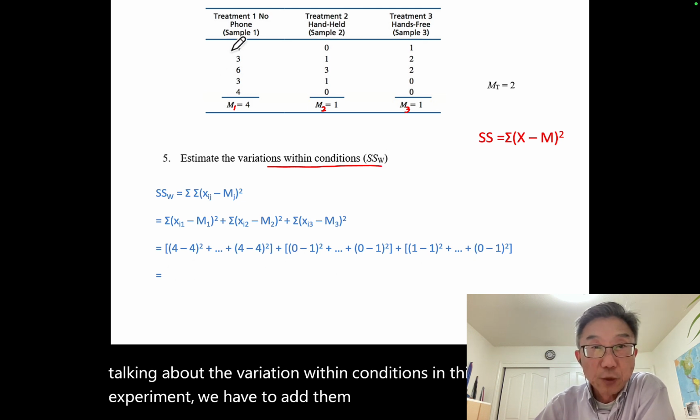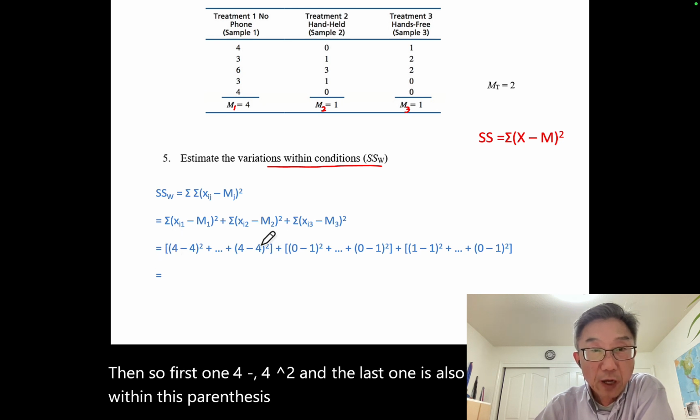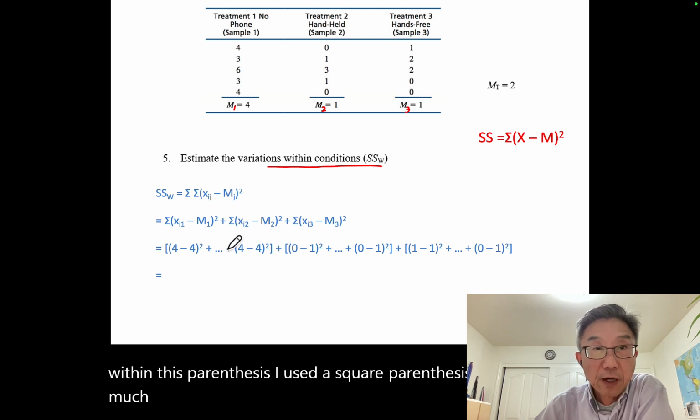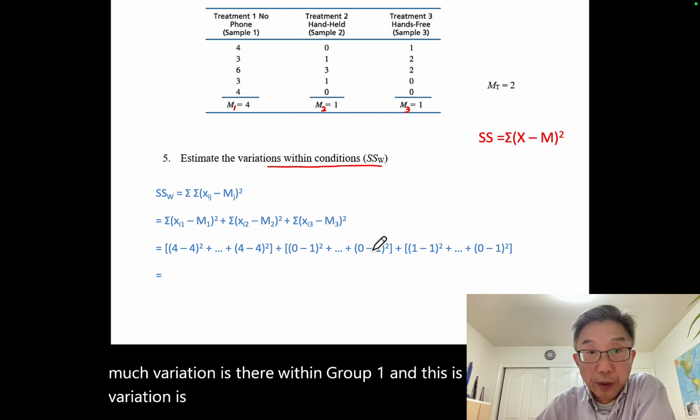Okay, so first one, 4 minus 4 squared. And the last one is also 4 minus 4 squared. So within this parenthesis, I used a square parenthesis. So this is how much variation there is within group 1. And this is how much variation there is within group 2. And this is group 3.